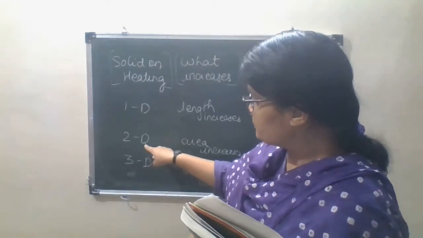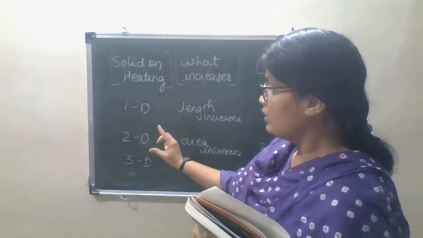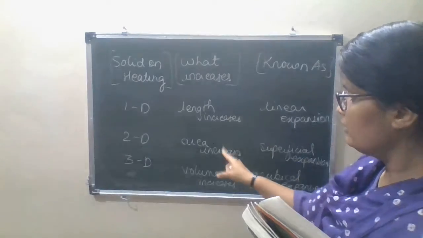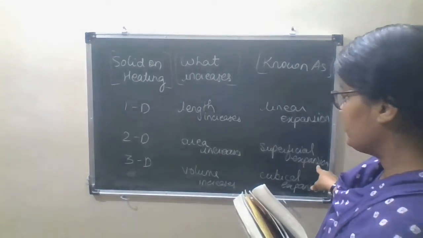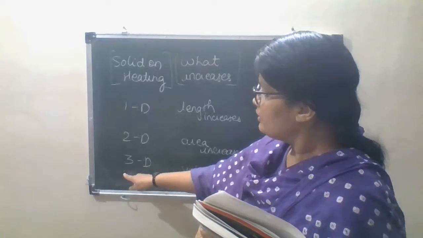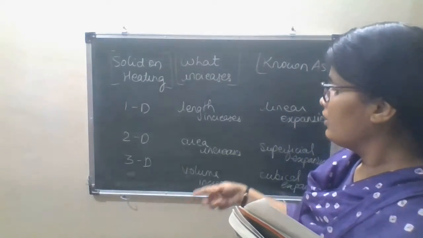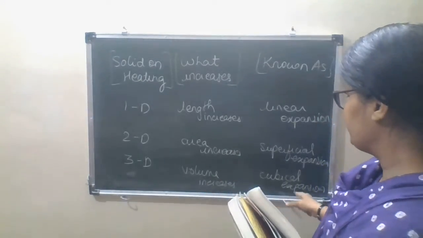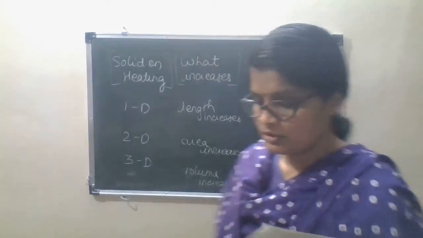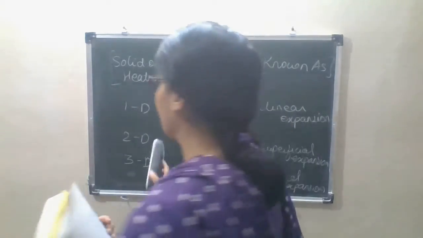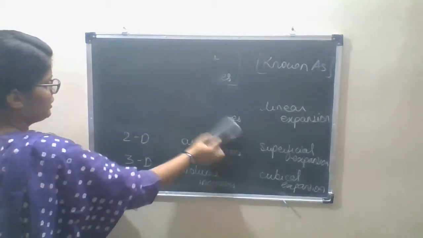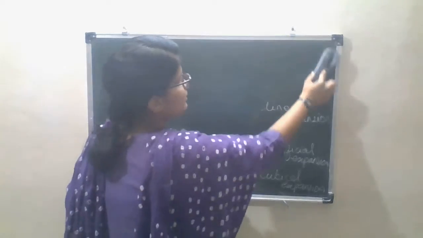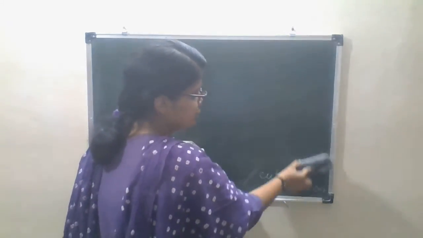Then a two dimension solid, the particular area increases, and that increase in the area is known as superficial expansion. And last is the three dimensional solid. In that case, the volume increases, and the increase in the volume is known as cubical expansion. So this was the comparative study of thermal expansion, which we must know in short, because if these things are kept in mind properly, you can also derive your own equation.